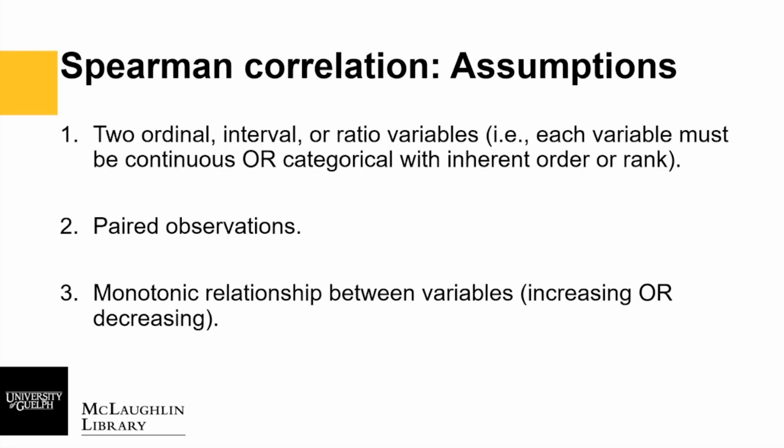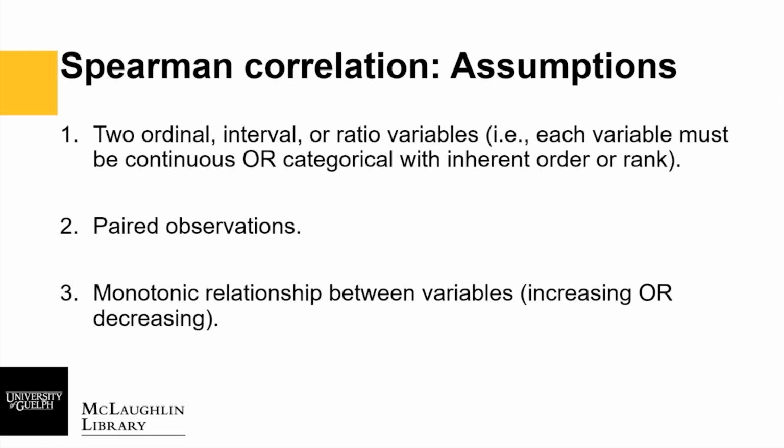Our second assumption here is you must have paired observations. So for example, if I'm a participant in the study, I need something at time point 1 and time point 2, for example. I need to be measured twice. You can't match me with my best friend. It has to be me and me.